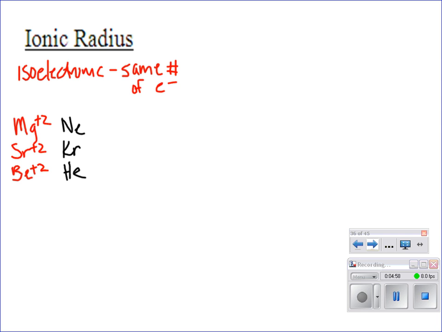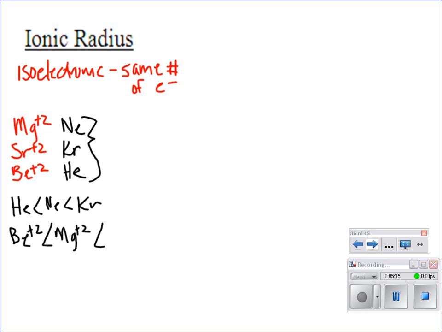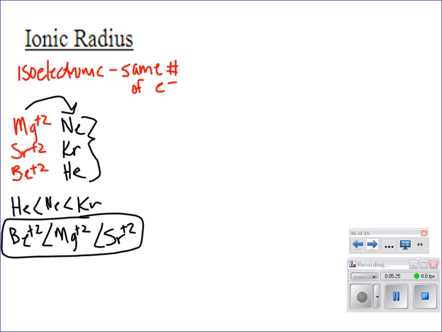So to rank their sizes, you can now just base the size on those noble gases. And we know that helium is smaller than neon, which is smaller than krypton, which is great because now we go back and translate that to being Be+2 is smaller than Mg+2, which is smaller than Sr+2. And there we have our ranking. Again, I want you to look at what noble gas these things are isoelectronic to for comparison, because I could end up doing something like this, or the AP could end up doing something like this, where they give you things that are scattered all over the place.